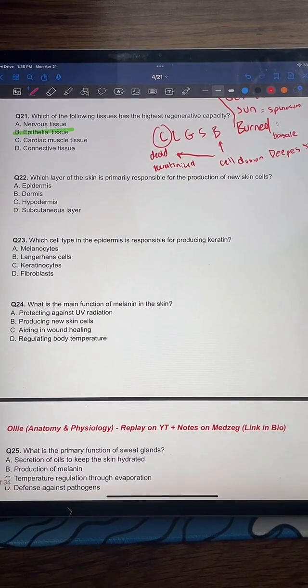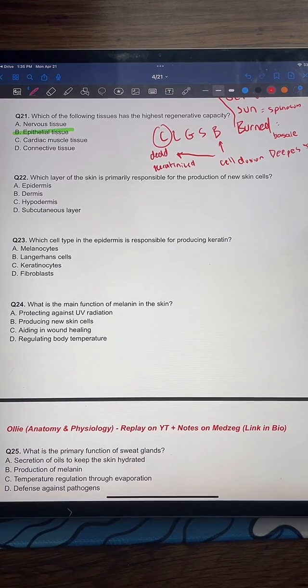Number 22, which layer of the skin is primarily responsible for the production of new skin cells?